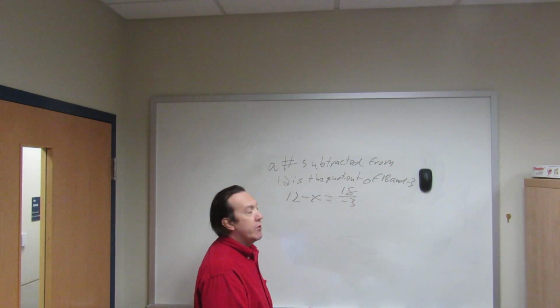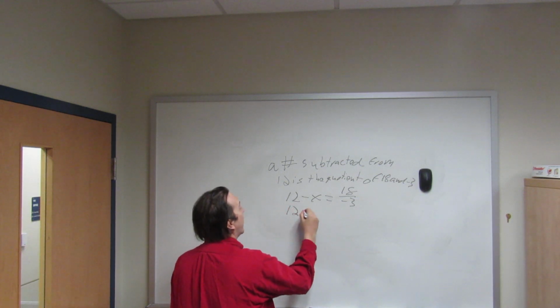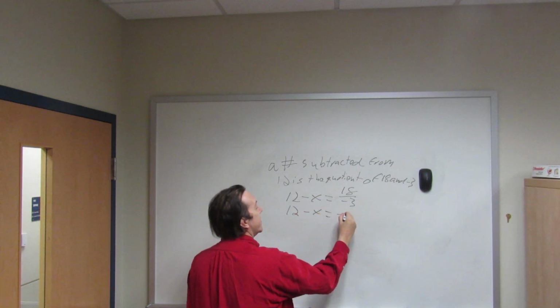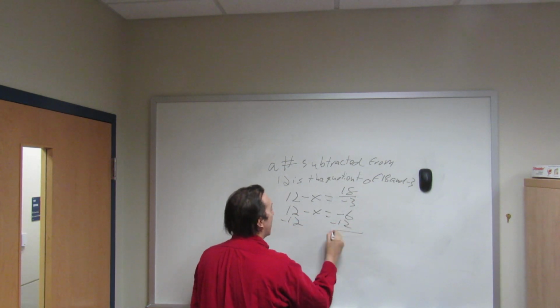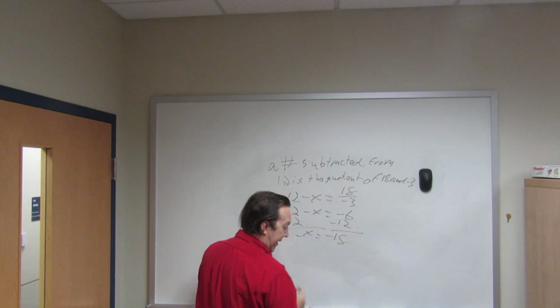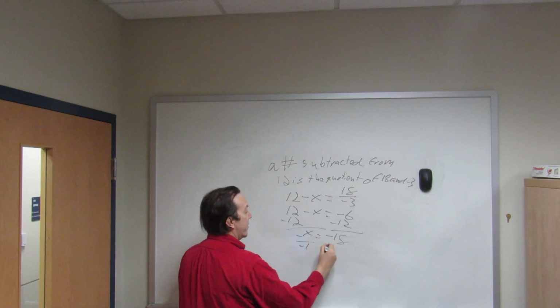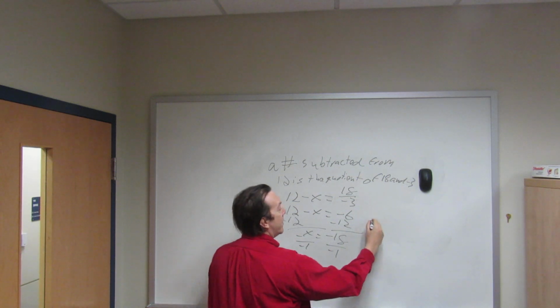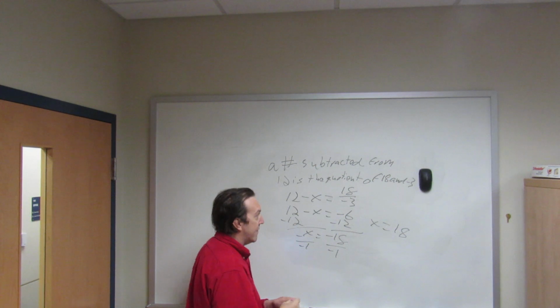So the first thing we're going to do is divide these because it is divisible. We'll have 12 minus x is negative 6. Subtract the 12. We get negative x is negative 18. We don't care what negative x is. So we're going to divide both sides by negative 1. X equals positive 18.